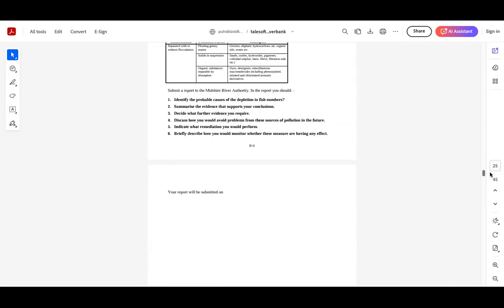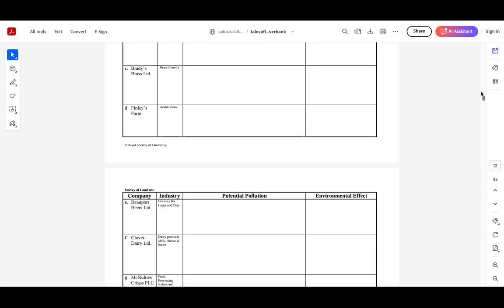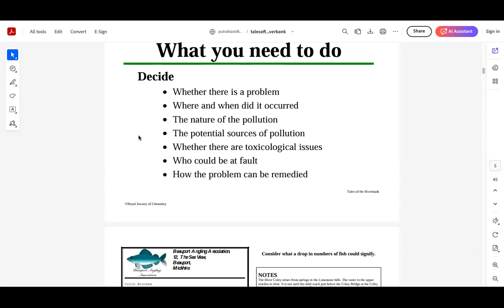So then discuss. You don't have to do this probably, how you avoid problems of pollution, or indicate remediation. No. But the most important point is you have to answer all this, except for the remedy. So this will be group 2. I think for group 2, all the information is there, meaning that the data is already given.